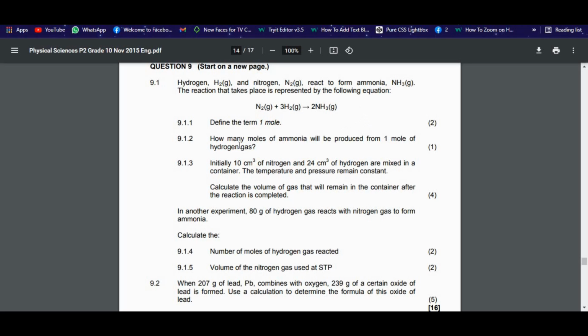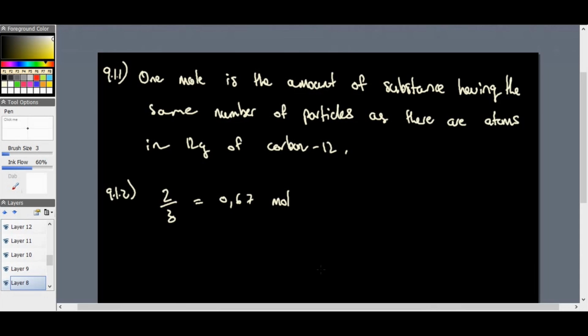9.1.3 says initially 10 cubic centimeters of nitrogen and 24 cubic centimeters of hydrogen are mixed in a container, which makes it about 34 cubic centimeters of the mixture entirely. The temperature and pressure remain constant. Calculate the volume of gas that will remain in the container after the reaction is completed, and that's for 4 marks.